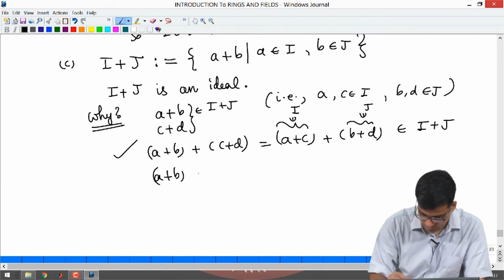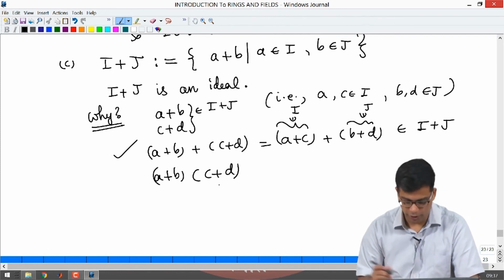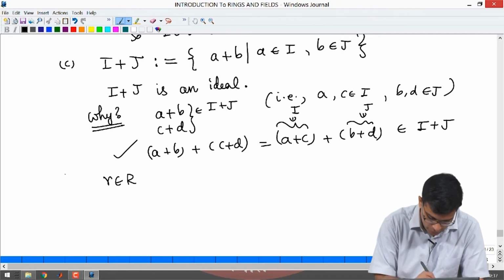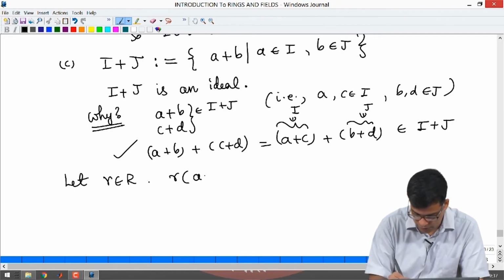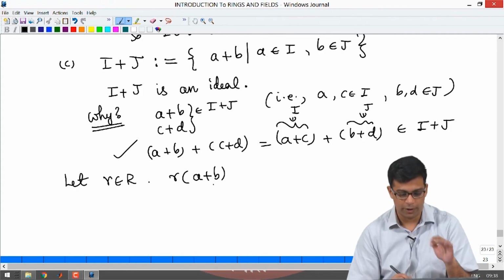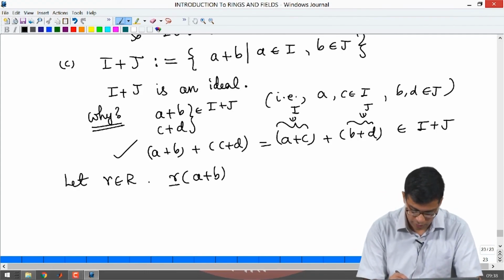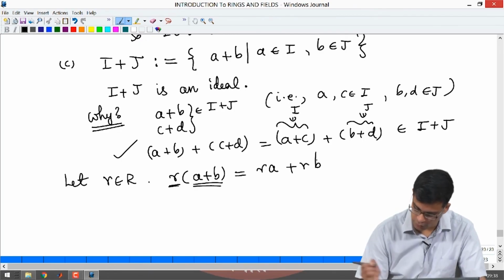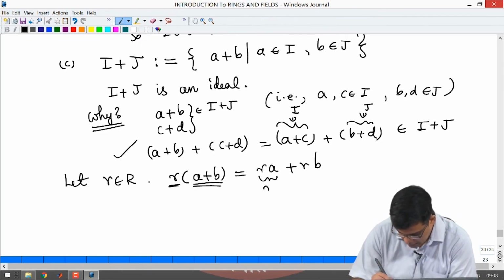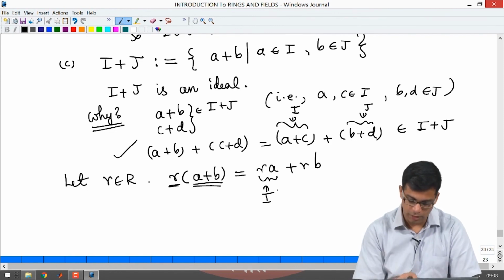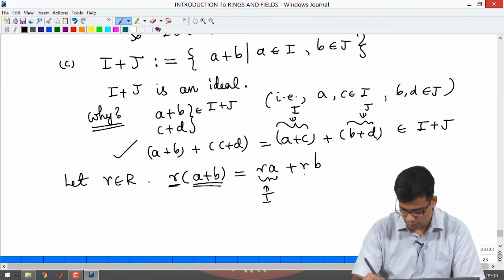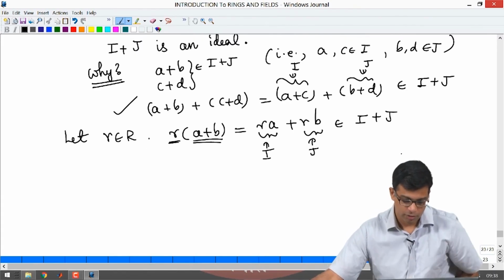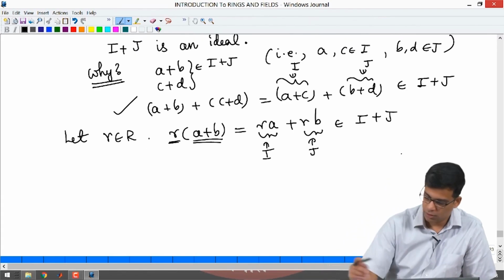What is their product? Actually, I do not want to take product of anything inside I plus j. So, I will take any R an element. Let us take R times A plus B. So, take an arbitrary ring element and an arbitrary set element. So, this is in R, this is in the set I. What is R times A plus B? This is R times A plus R times B. Now, I claim this is in I because A is in I, R is in R, capital I is an ideal. So, this is in I, this is in j. So, this is in I plus j, okay. And certainly 0 is there and so on. So, all the other properties are easy to check. So, we have checked that.